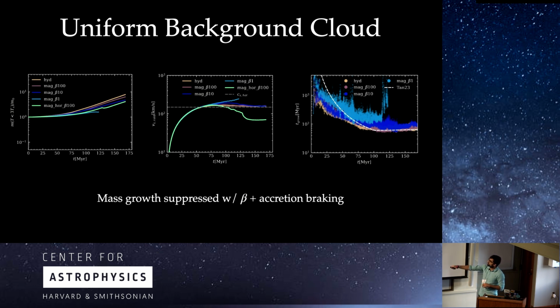The other thing you'll see is the accretion braking effect I mentioned, where the cloud slows down as it falls. Unless you go to beta of 1, which is an exception, you asymptote towards the terminal velocity. The lower the beta, the higher the T-grow, which means the mass growth is suppressed by around the same factor.